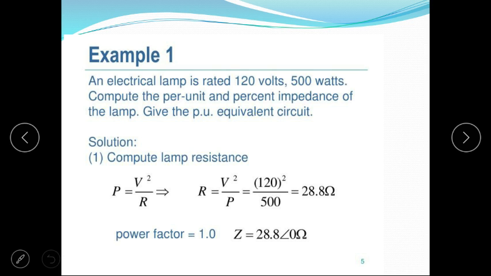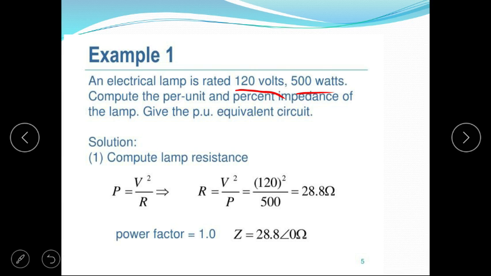Now we take an example. An electric lamp is rated 120 volt, 500 watt. Compute the per unit value or percentage value of the impedance of the lamp. Give the per unit equivalent circuit.